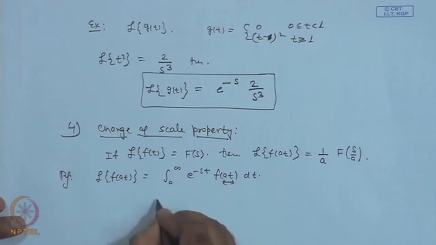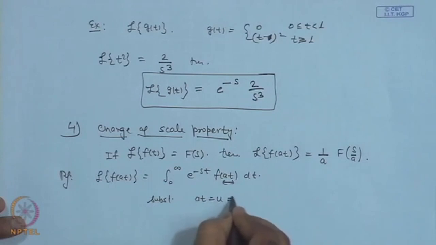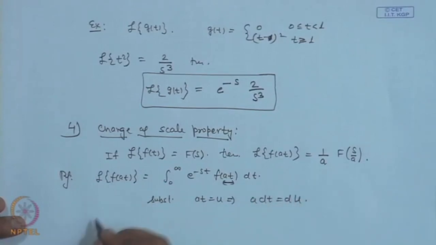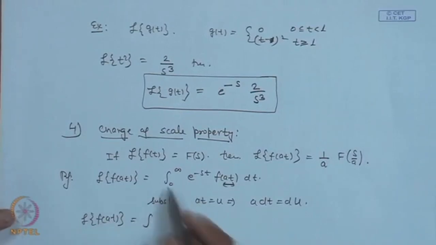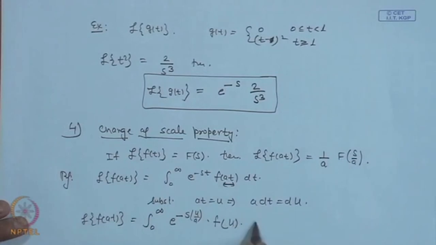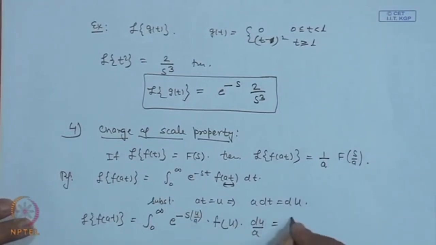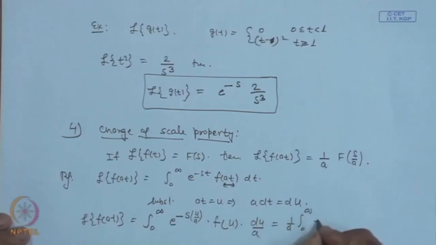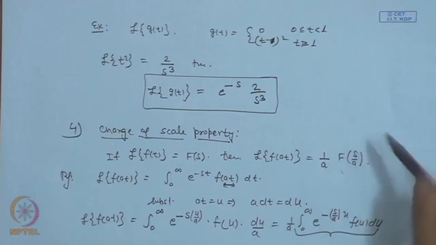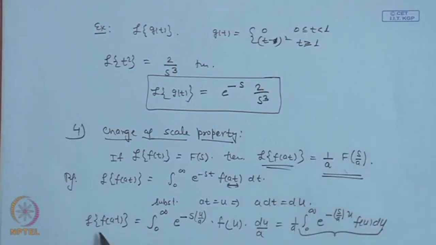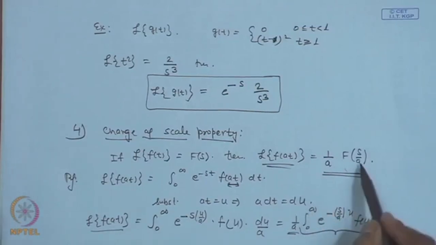Again we substitute a t equal to u, and this is a d t equal to d u, and then our Laplace transform of f(a t) will be, the limits will remain 0 to infinity, and e to the power minus s, the t is u over a, and this f(a t) is f(u), and we have d u over a. So, what we have here is 1 over a and integral 0 to infinity, e to the power minus s over a u f(u) d u, and as per the definition now this is F(s over a). So, we have proved the result that the Laplace of f(a t) is 1 over a F(s over a).